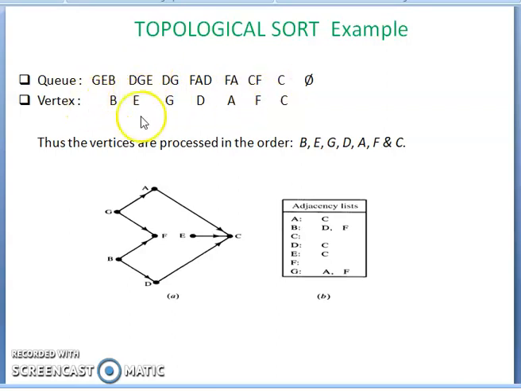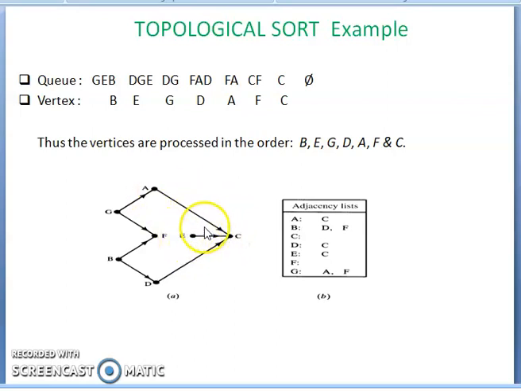This is the topological order: vertex B and then E. If you remove E, what are the updates? From E the remaining edge is just this one, so remove this edge also. Previously the in-degree of C is 3. Now the in-degree of C is 2. So there is no modification in the in-degree of the other remaining vertices.